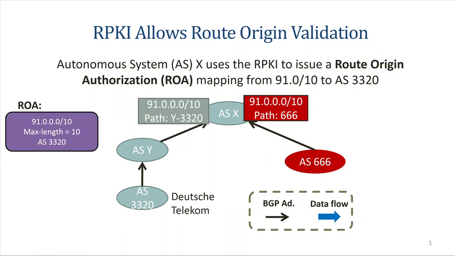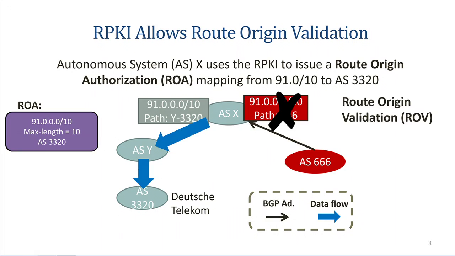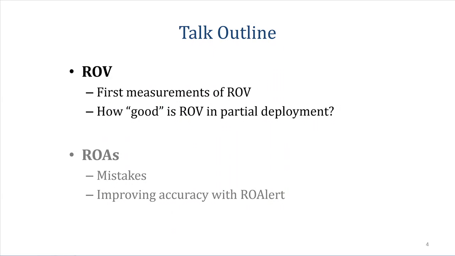And so ASX can now use this information and perform route origin validation. They can identify that the attacker's route is invalid, discard it, and send their traffic down the correct path. So in this talk, I'll focus on these two aspects of the RPKI. First, I'm going to talk about doing ROV and what security benefits we can gain from it. And in the second part of the talk, I'm going to talk about the ROAs and the information publicly recorded there.